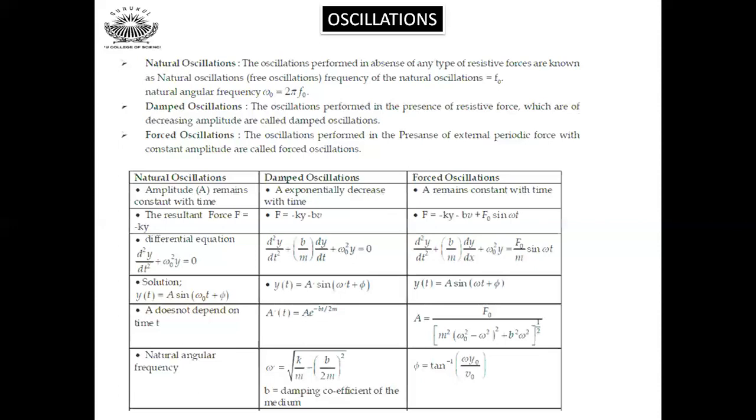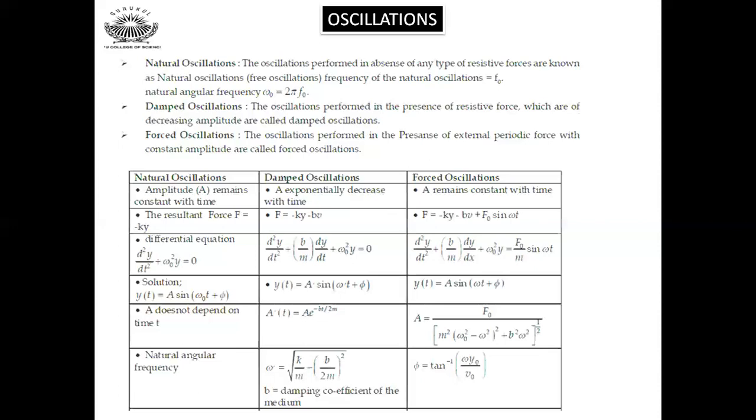The differential equation is d square y by dt square plus omega naught square y equals 0. Next, here it will be d square y by dt square plus b by m into dy by dt plus omega naught square y equals 0. Next, you have d square y by dt square plus b by m dy by dt plus omega naught square y equals F naught by m sine omega t.